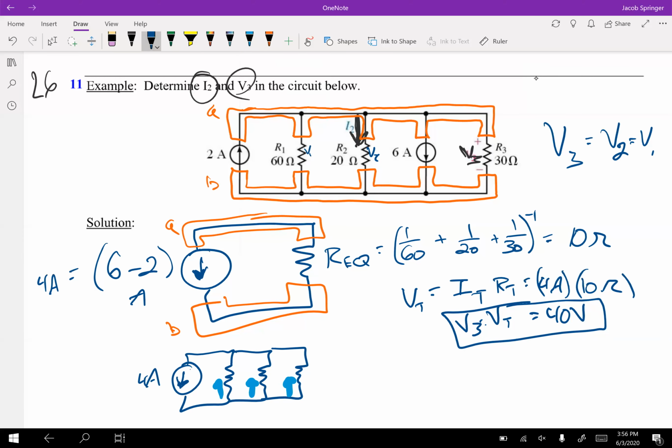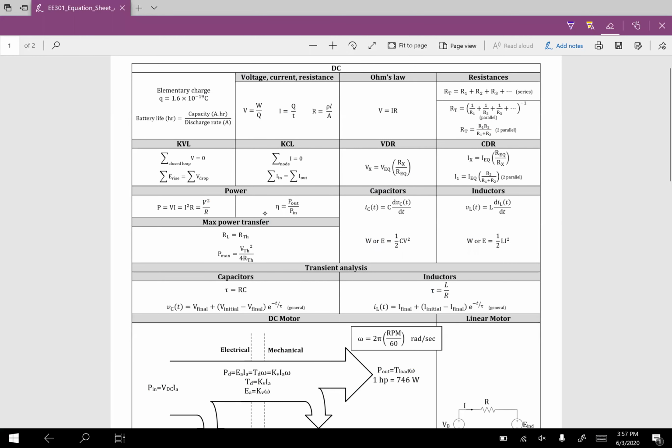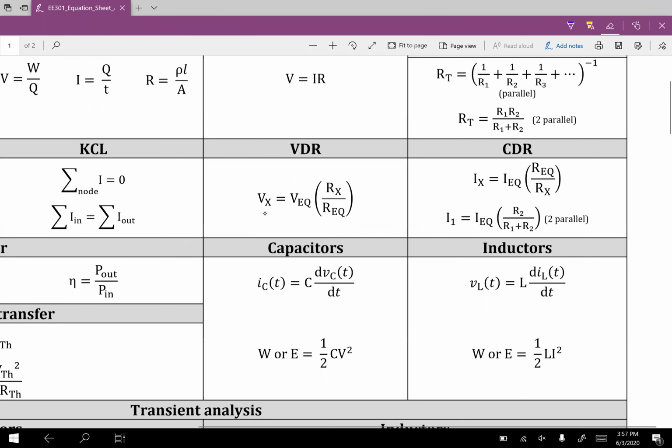I can use the current divider rule to solve for the current that I need, which is I2. Current divider rule, CDR. I recommend always writing your equation before you plug in any values, but we're solving for IX by plugging in I equivalent, R equivalent, Rx. That equation on the equation sheet is right here under current divider rule. My recommendation, always write down the formula before you plug in a value.